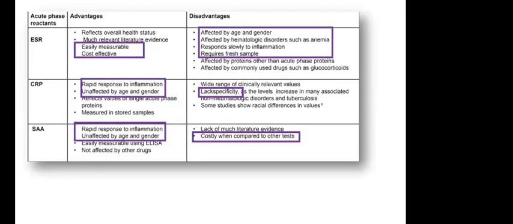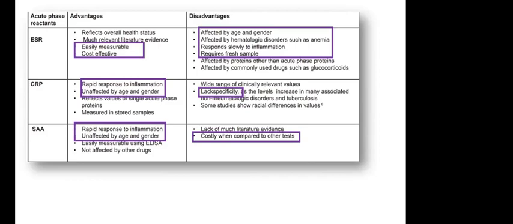In comparing these three acute phase reactants, the ESR is easily measurable and it's a cheap test, but it has the disadvantage that it can be affected by age and gender. It can be affected by anemia. It responds slowly to inflammation and lags behind the resolution of the inflammation. And it can also be affected by the most commonly used drugs in rheumatology, like glucocorticoids.